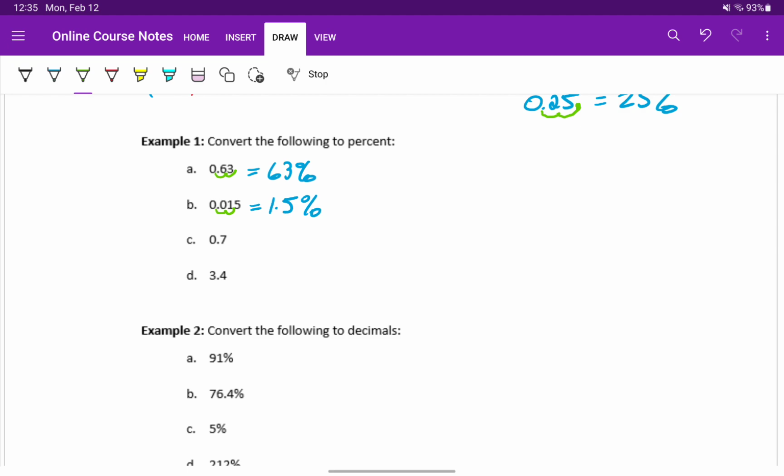For part C, we have 0.7. We can move the decimal place once, and then maybe we can see very clearly what's about to happen. But if we need it, what's helpful is to put in a placeholder 0. We can always add more zeros after a decimal point to see that we would move that decimal place a second time and end up with 70%. Similarly, with 3.4, we can add an extra 0, which will allow us to move that decimal place 2 spaces, leaving us with 340%.